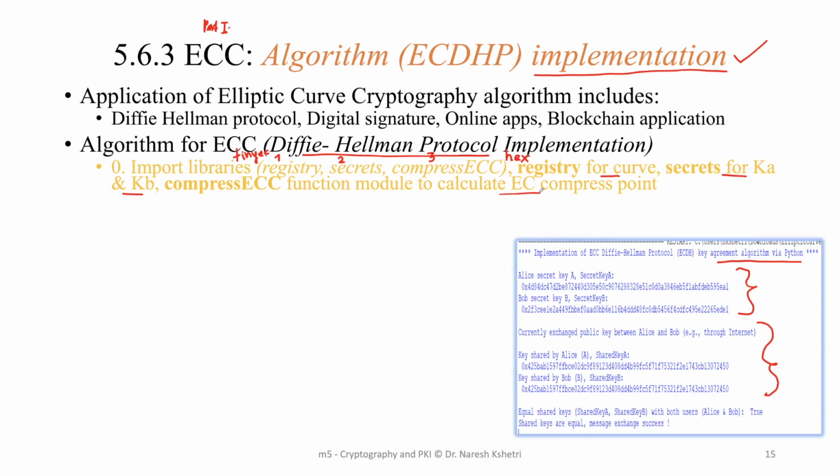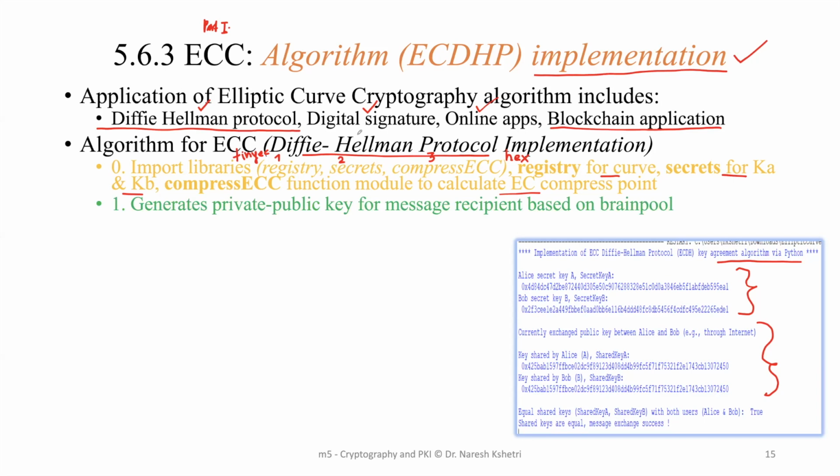ECC includes several areas like the Diffie-Hellman protocol, the digital signature algorithm (DSA), and also signing. Technically, Bitcoin and Ethereum are based on ECC. The first thing is that we need to generate a public-private key for the message recipients based on the Brainpool curve for the ECDH calculation. So, the elliptic curve Diffie-Hellman calculation, where curve equals the get curve function, and that get curve function has the Brainpool. As I said again, compress ECC is the function module compress ECC.py, and everything we work on is inside elliptic curve DHP.py.